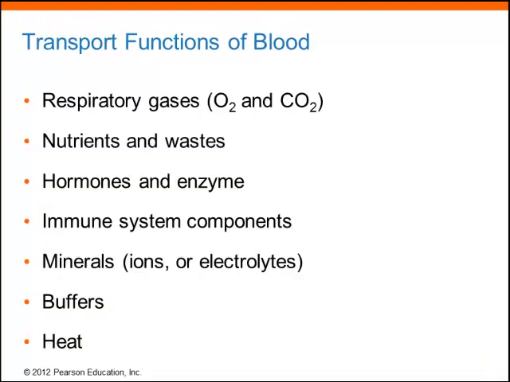So looking briefly at those transport functions again, the respiratory gases, oxygen and carbon dioxide, are carried by the blood. Nutrients and wastes are carried not just from the digestive tract and to the urinary tract, but throughout the body from different organs. Hormones and enzymes are carried from the organ that produces them to wherever it is they're needed. Components of the immune system include not only white blood cells, but also the antibodies. Minerals, which include ions, also known as electrolytes. Buffers, which help regulate pH balance, and again, heat is transported.